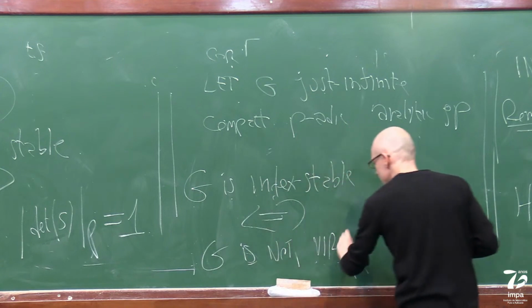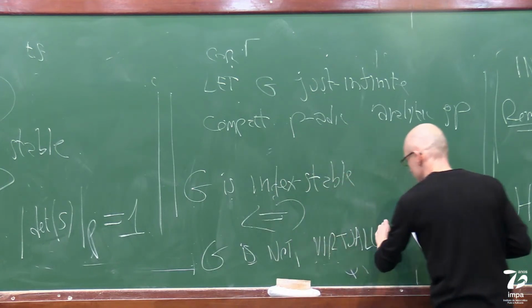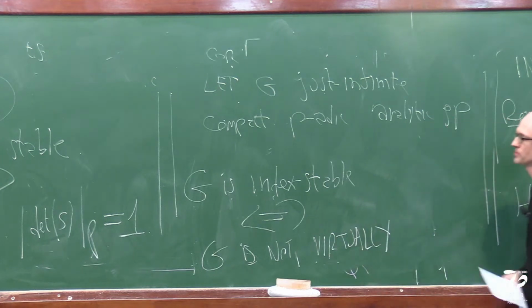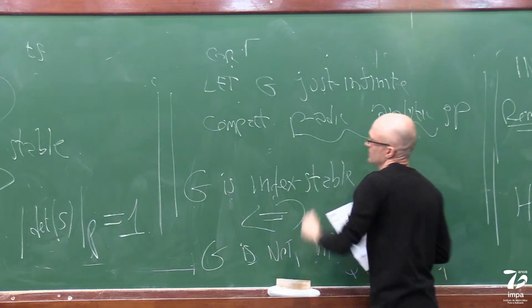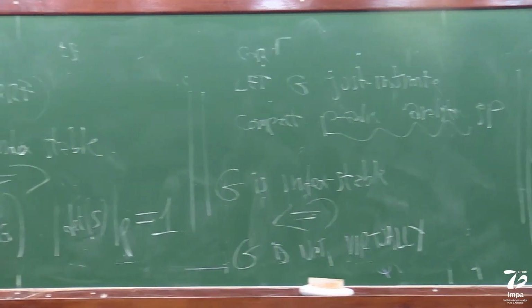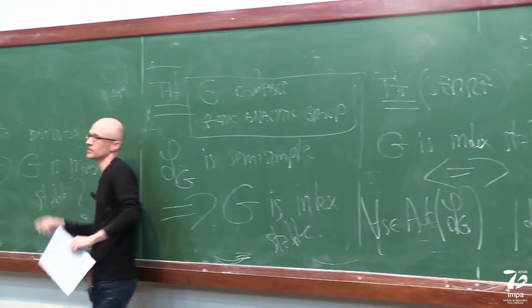If a group is virtually abelian, then for sure it is not index stable, so you have to rule out these groups. And so under this extra assumption of analyticity, we have an answer, yes, to this question.